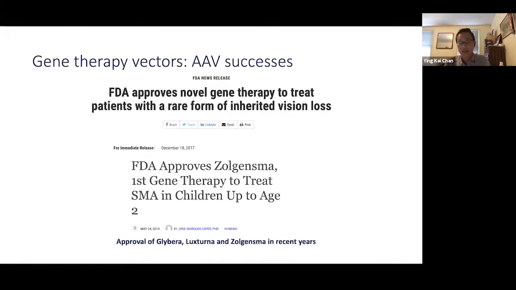AAV has seen some very high-profile successes in recent years with 3 approvals. These are targeting indications that affect the muscle, the retina, as well as neuromuscular compartments. And AAV gene therapies appear to be very promising. There are many, many in development, and the FDA estimates that there will be 10 to 20 cell and gene therapy approvals per year by 2025.